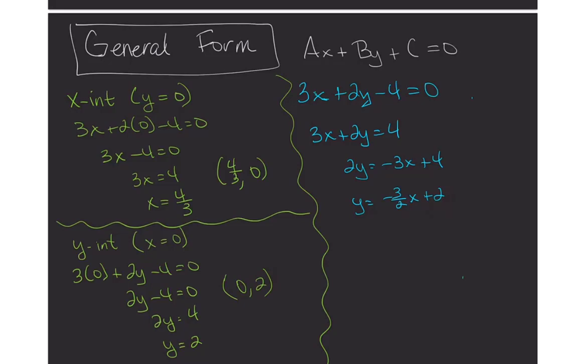Well, so let's plot them. So watch. 1, 2, 3, 4. 1, 2, 3, 4. It won't be absolutely perfect, but it's going to be pretty darn close. So if I just did my 2 points, I have 0, 2. So that little point. And then 4/3, 0. So 4/3 is like 1 1/3. So it's that point right about there.